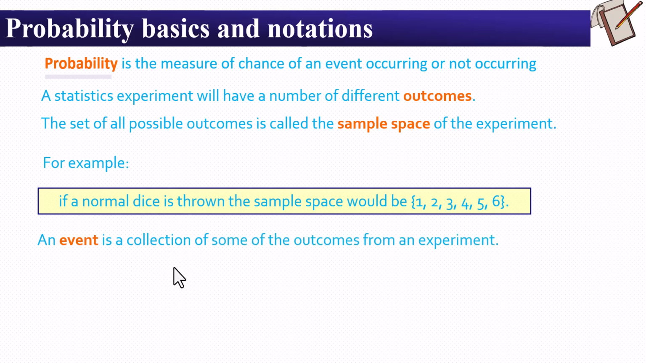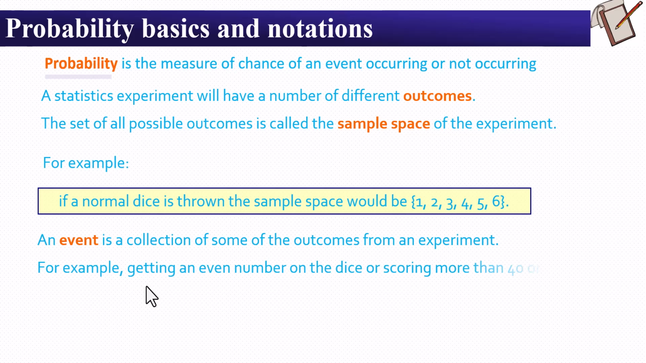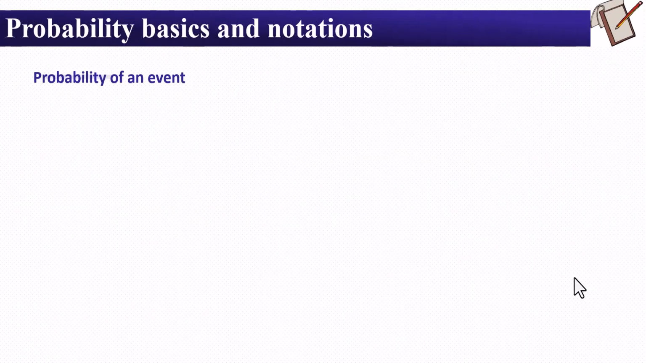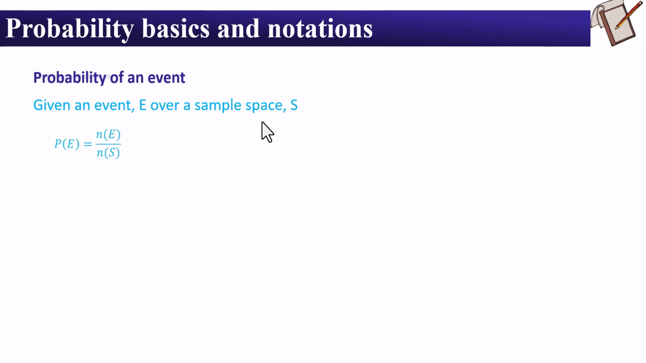An event is a collection of some of the outcomes from an experiment. For example, getting an even number on the dice or scoring more than 40 on the quiz. Let's look at probability of an event. Given an event E over a sample space S, the probability of any event will be given by the number of outcomes in the event out of the number of outcomes in the sample space.